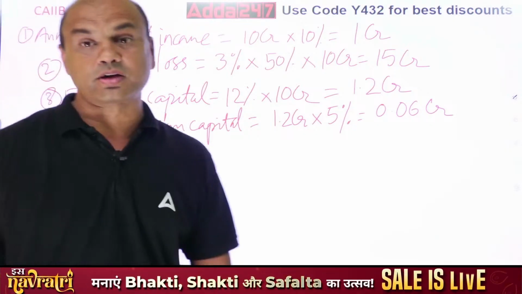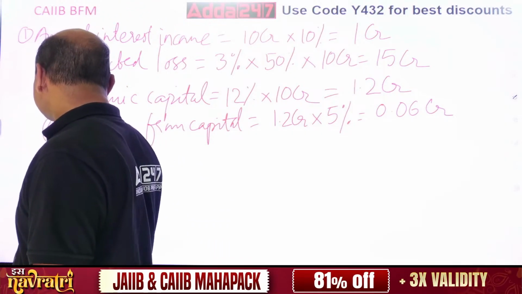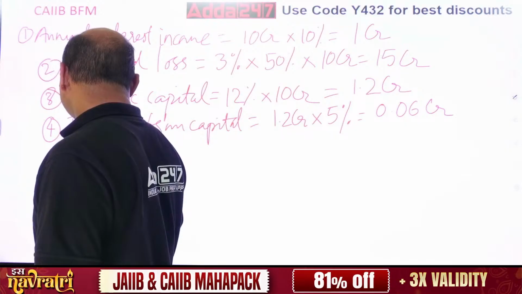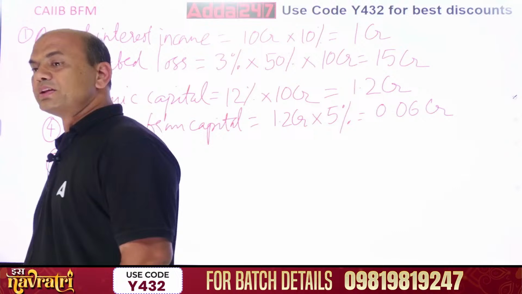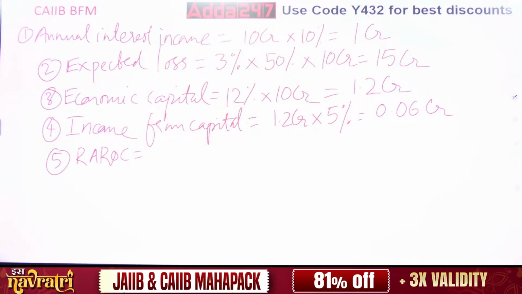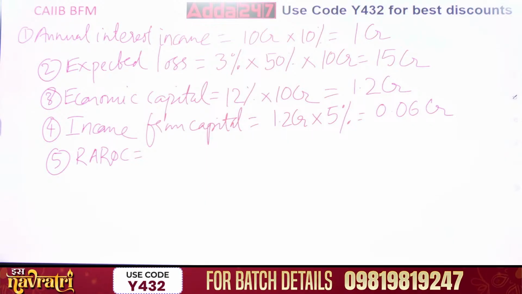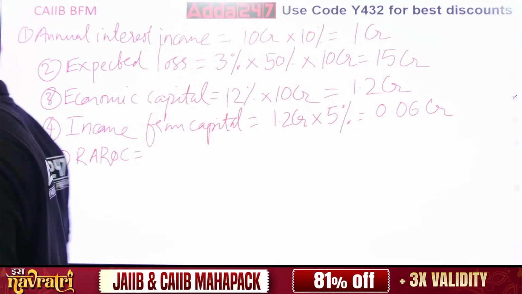Now we come to the last step, and that last step is REROC. The 5th step is REROC. Remember, 5 marks for this. You will not get this in any of the books. What is the formula for REROC? Total interest income minus, what am I getting? Operating expenses are given, 10 lakhs. See, it's very confusing.